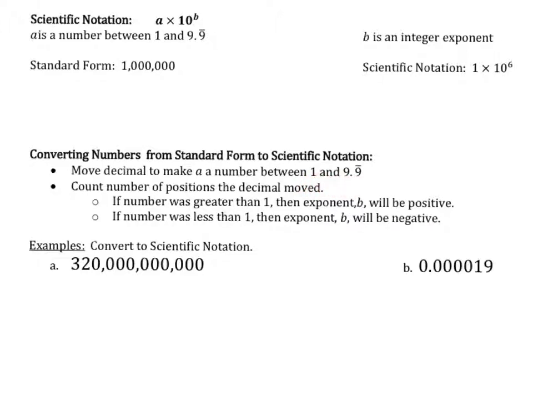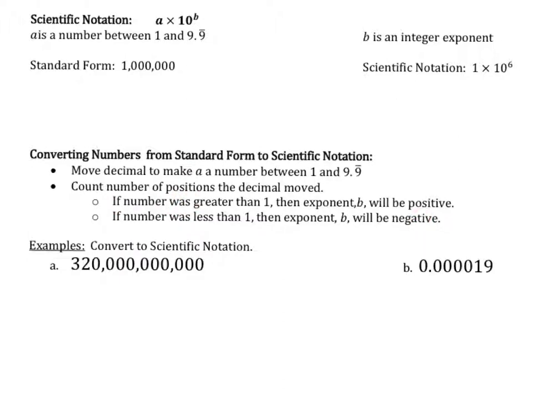When I do that, I'm going to count the number of positions, because anytime I move my decimal to the left or to the right, I'm doing a multiplication or a division. But I'm going to count the number of spaces that the decimal has moved. And then if the number was greater than 1, like 1 million, then my exponent on the b is going to be that same number of positions that I moved, and it will be positive.